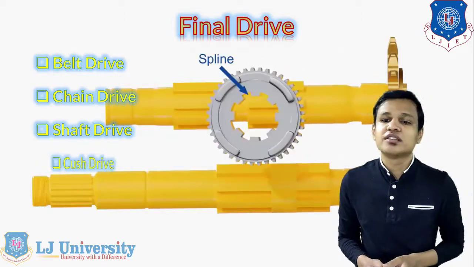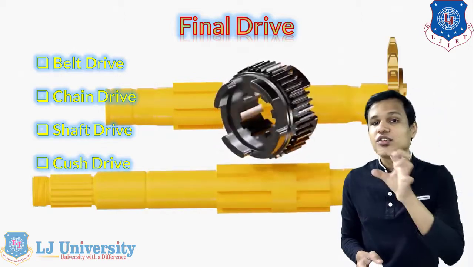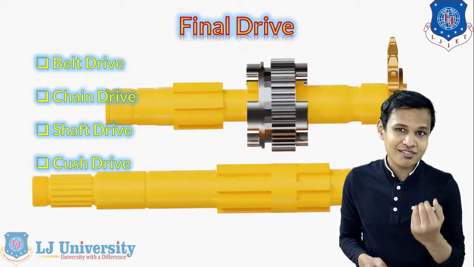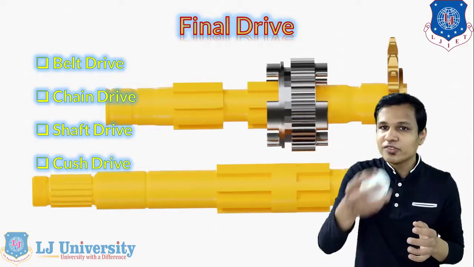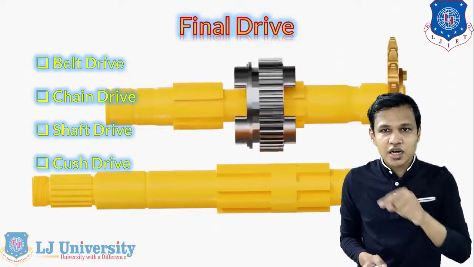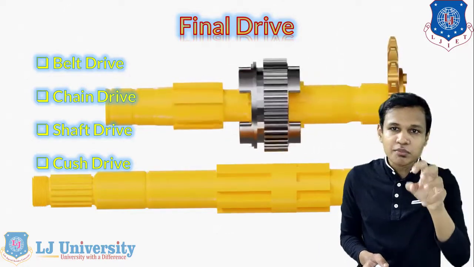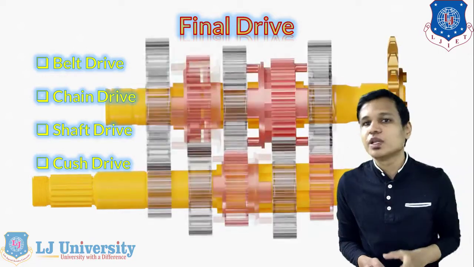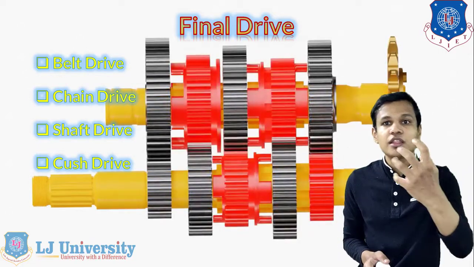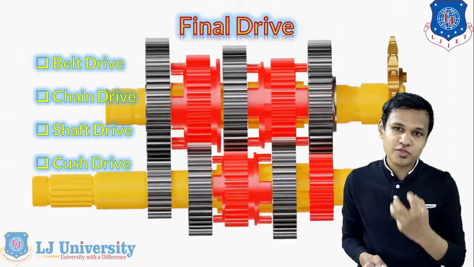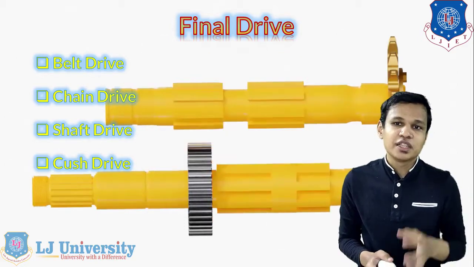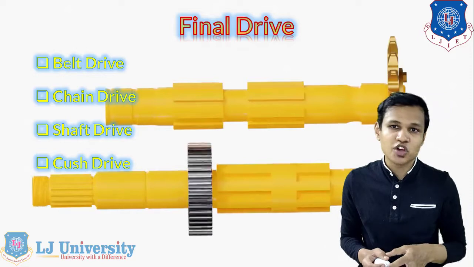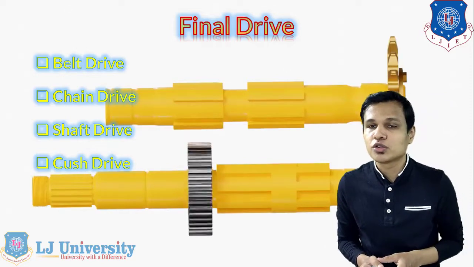The last one is known as the cush drive. Now this cush drive you might not have heard of, but it is attached with the wheel hub of the rear wheel. In the wheel hub, four rubbers or a type of cushions will be provided, so that when the speed or the RPM of the output is more, the vibrations will be absorbed in this cush drive.